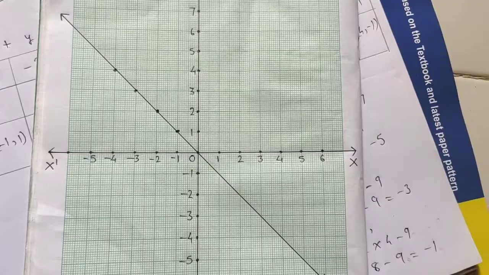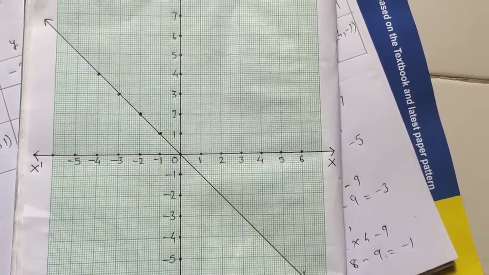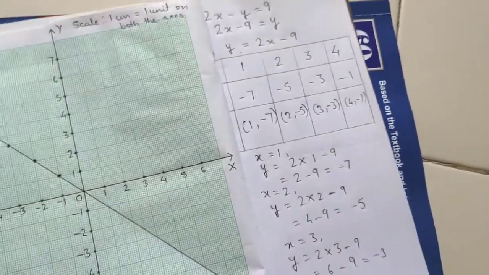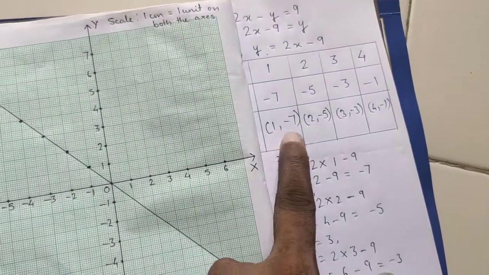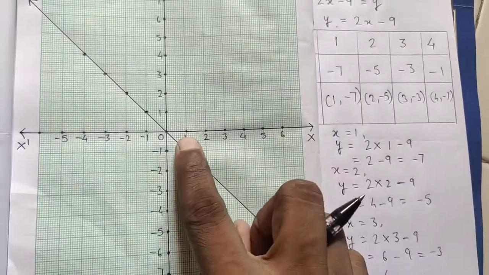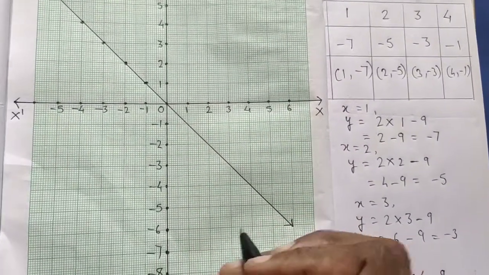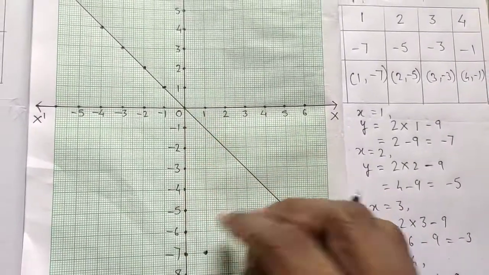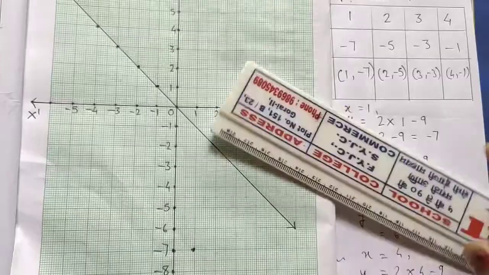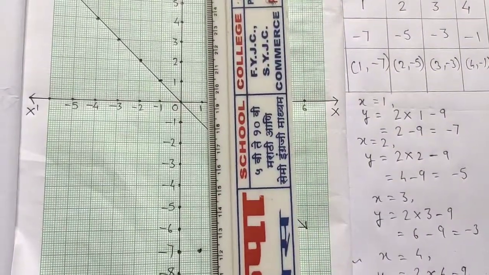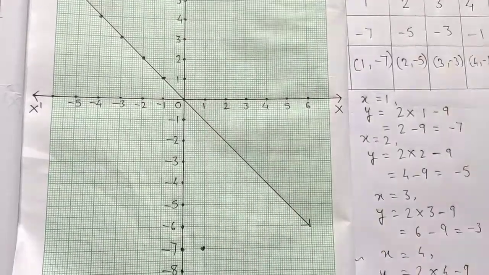Okay students, I have made the first line so that there will be no confusion. Now we are going to do the second. What is the first point? (1, -7). Now see, (1, -7) means your x is 1 but y is -7. So somewhere here, you can see x is 1, a straight line is there. See, we go straight to 1, and then -7.